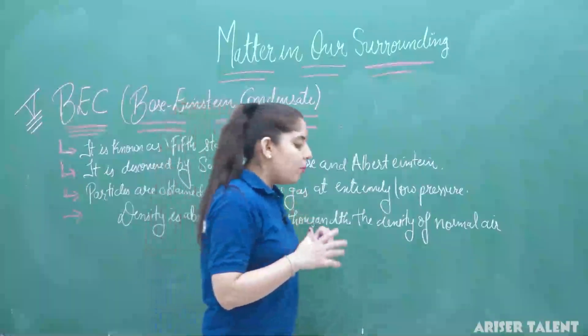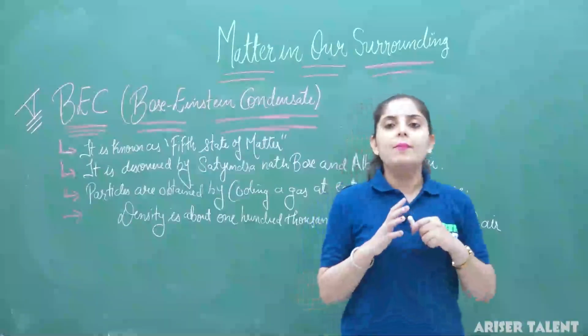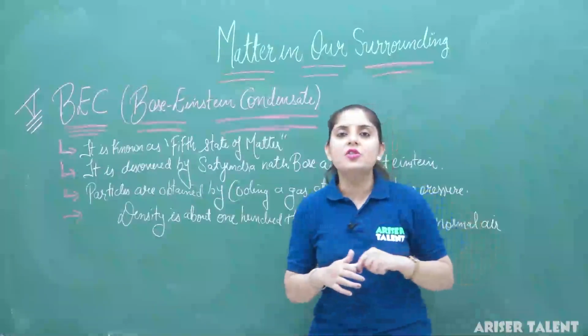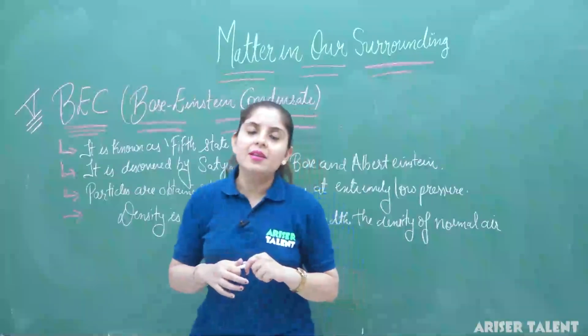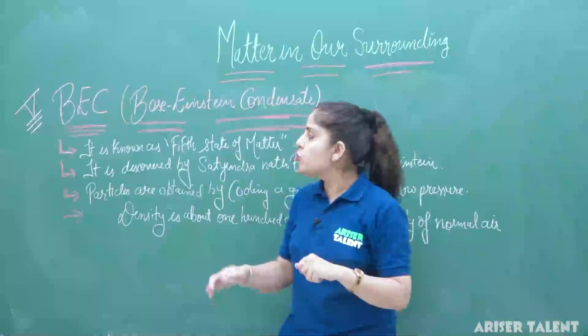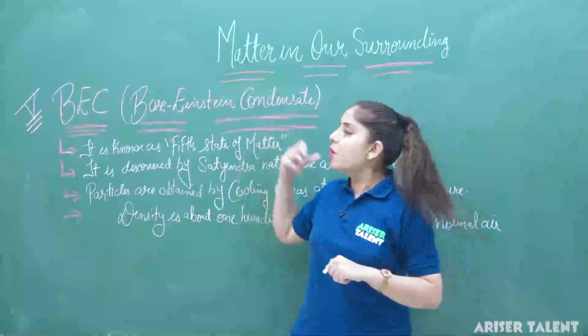Now in obtaining the fifth state of matter, absolute temperature is used. Absolute temperature means 0 Kelvin, which is about minus 273 degrees Celsius. It means extremely low temperature and pressure conditions are usually used to achieve the condensate form of matter.